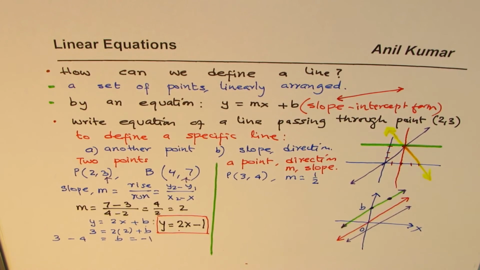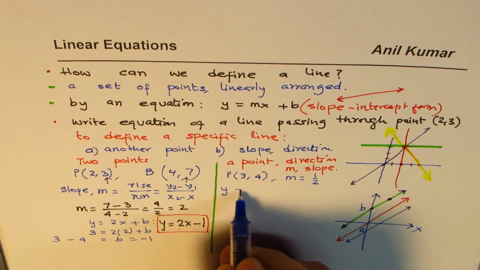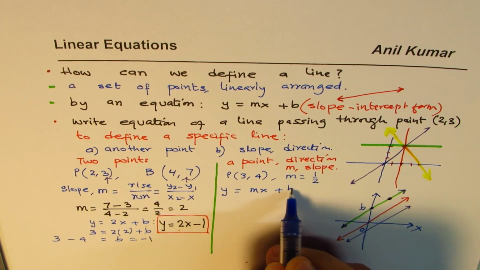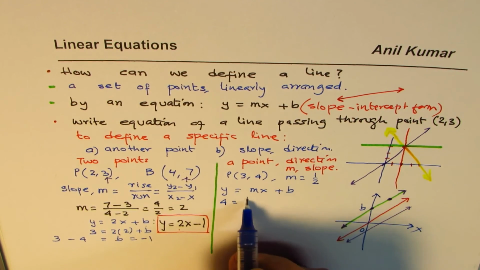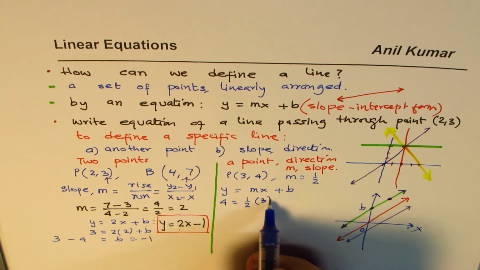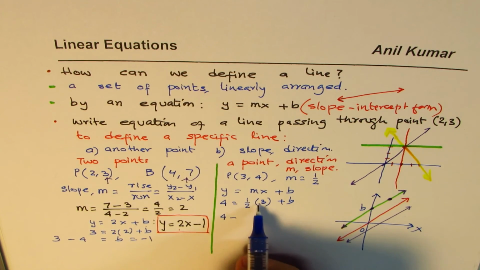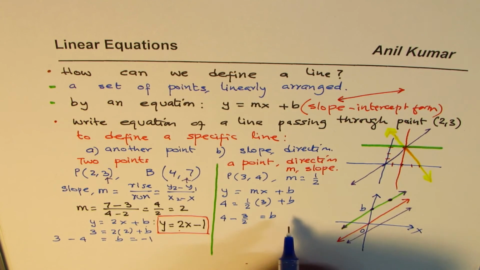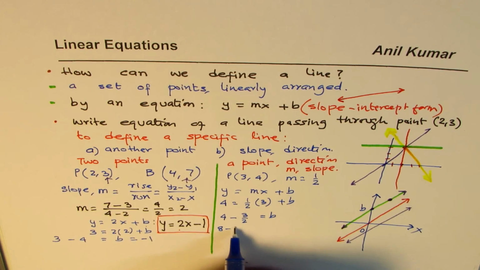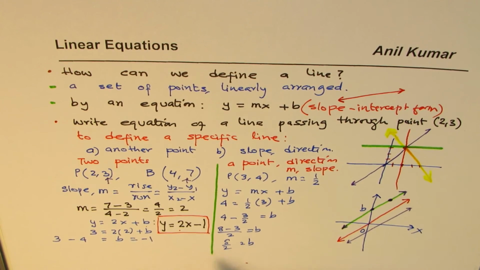In that case, we'll again begin with this equation, which is y equals mx plus b. We'll substitute these points known to us: 4 for y, half for m, 3 for x, and plus b. So we can find what b is. So we'll have 4 minus 3 over 2 equals b. Now that fraction, you could work it out. 2 times 4 is 8. 8 minus 3 over 2 is b. So the value for b is 5 over 2. Let me write here. 5 over 2 is b.